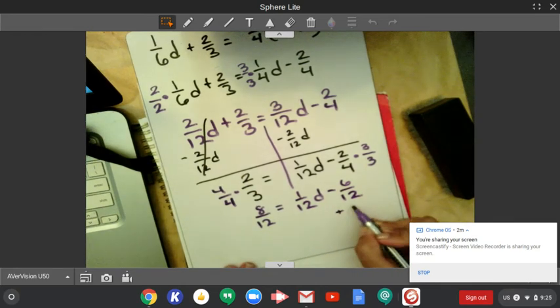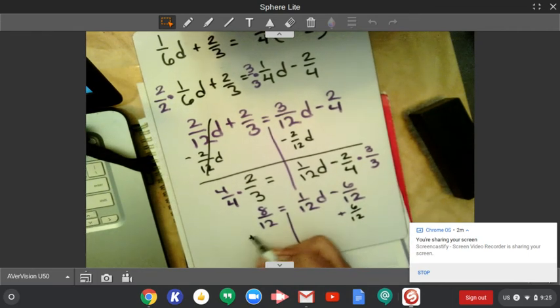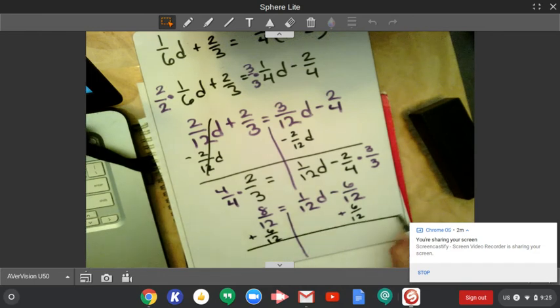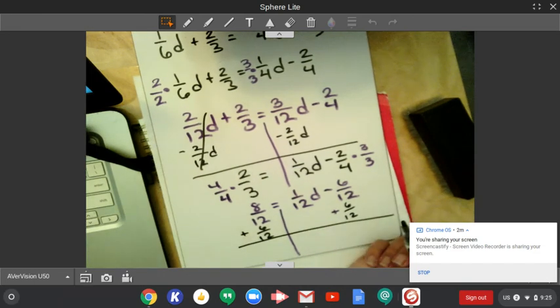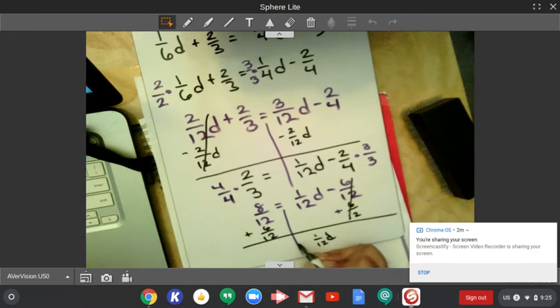Okay, so we're going to change this now. We're going to move all variables to one side. So I'm going to add 6/12 to both sides. Okay, this is about as complicated as we get for an algebra problem. So this is going to cancel out. We're going to get 1/12d. Okay, I'm going to add 8 plus 6 is 14. And the denominator stays as 12.